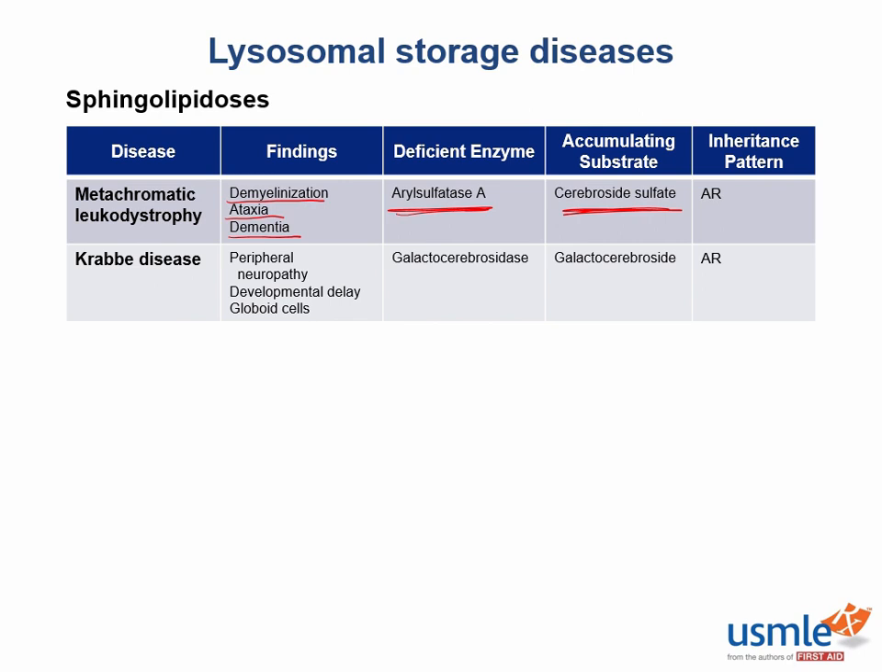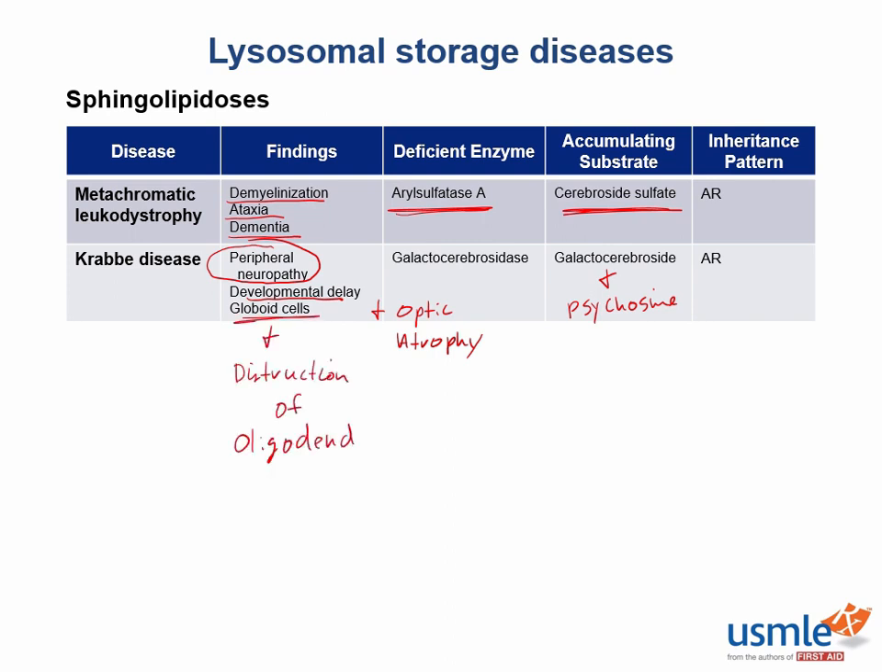And Krabbe's disease is due to a deficiency in galactocerebrosidase and results in the accumulation of galactocerebroside as well as psychosine. Now, in this disease, you'll see peripheral neuropathy as well as developmental delay and optic atrophy. And some classic pathologic findings for Krabbe's disease would be destruction of oligodendrocytes as well as the presence of globoid cells. And once again, both of these diseases are inherited via autosomal recessive pattern.